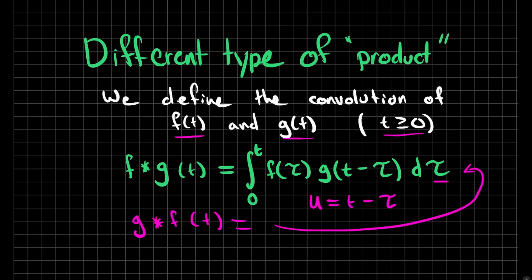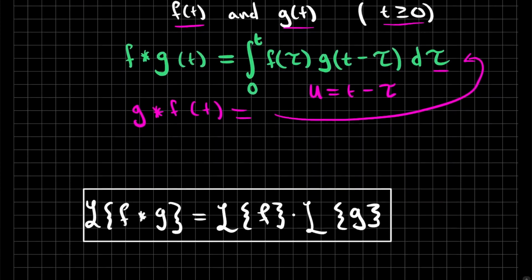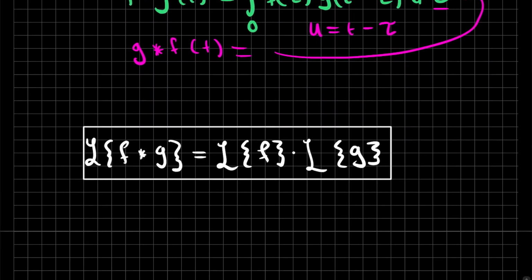The convolution is what we were looking for. I'm not going to show you that this is true, but this is a theorem: when you consider the convolution of f and g and then take its Laplace transform, that's going to be the same thing as the Laplace of f times the Laplace of g. This is an important fact that we will be using in our next video.